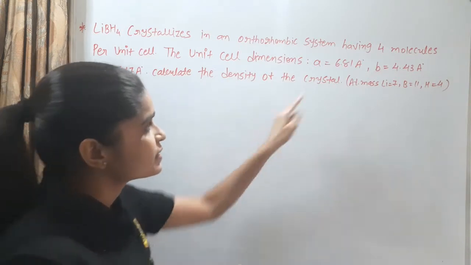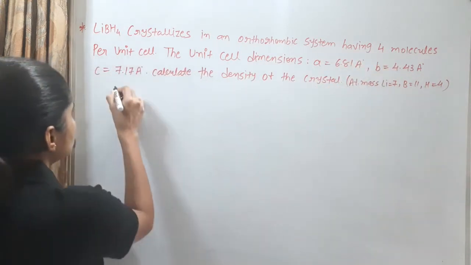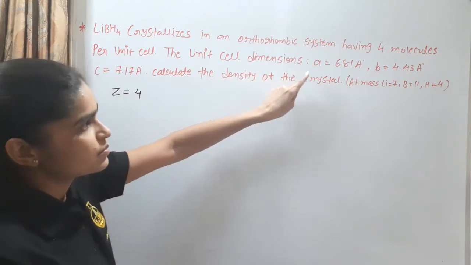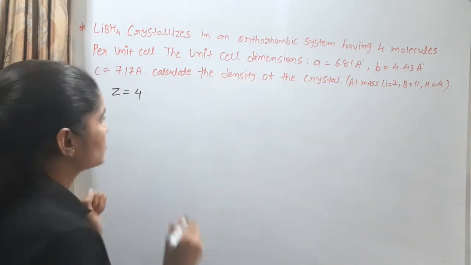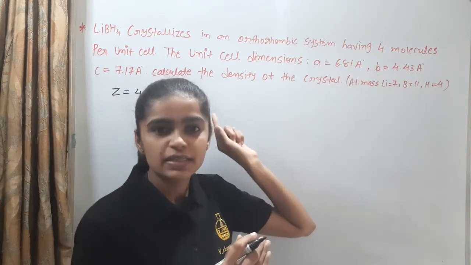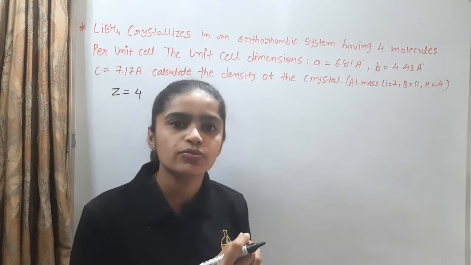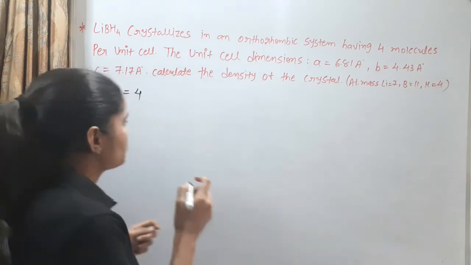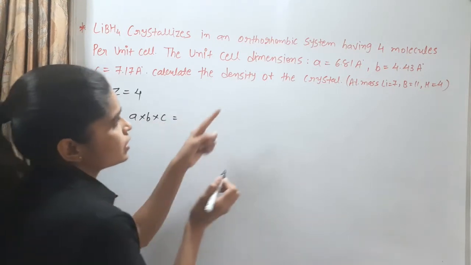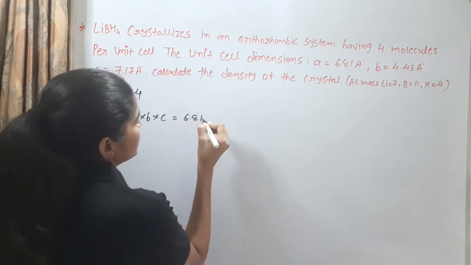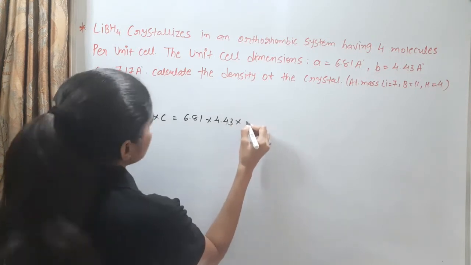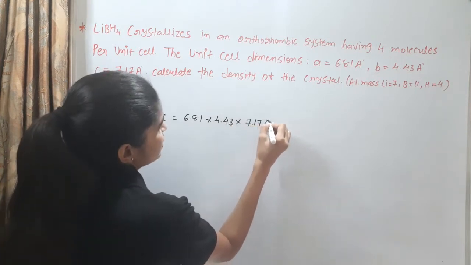First given data is the 4 molecules, so Z is equal to 4. The unit cell dimensions a, b and c are given. We know that multiplying the unit cell dimensions a, b and c gives the volume of the unit cell. So volume V is equal to a times b times c, which is 6.81 times 4.43 times 7.17 angstrom.